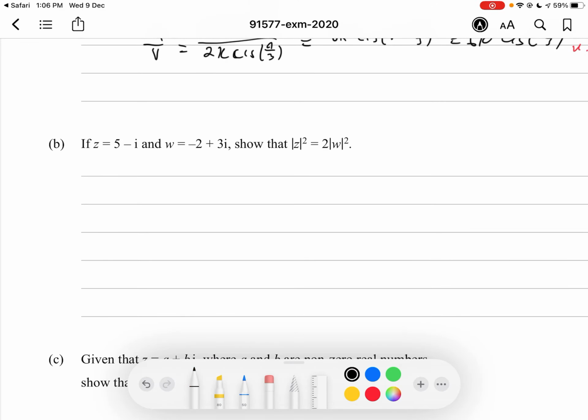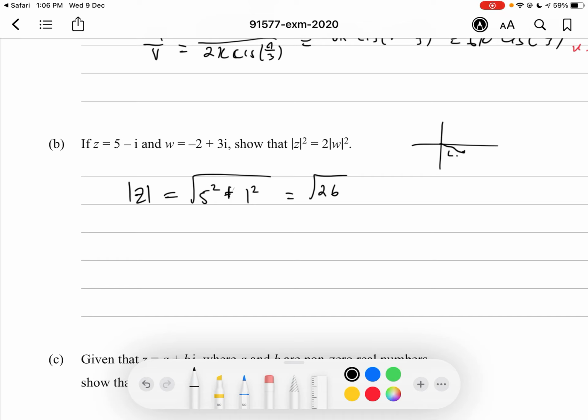Question B, if z equals 5 minus i and w equals negative 2 plus 3i, show that the modulus of z squared equals 2 times the modulus of w squared. So the modulus of z is basically the length of the distance to a complex number. This length L is our modulus, so we should be getting it by 5 squared plus 1 squared. Well, technically it's negative 1 squared, but that's just going to give us a positive. So this should give us the square root of 26.